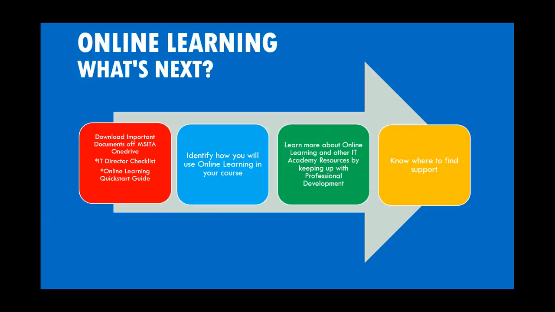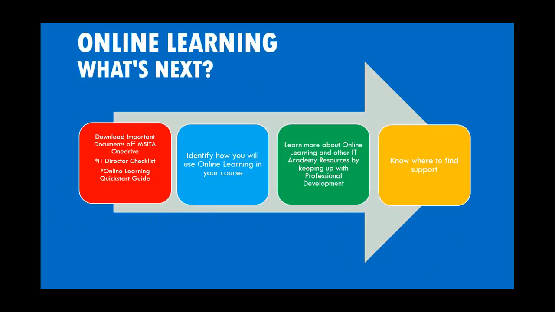Next, learn about online learning and other IT Academy resources by keeping up with professional development. Now, Melissa and I do these webinars once a month for the IT Academy in Georgia. If you cannot attend them, you're always welcome to go to that link on the IT Academy OneDrive and listen to them because they are all recorded and you can refer back to them, and hopefully they'll help you. There's other things that you can do, though, to keep up with professional development, and I'll show you that in a second.